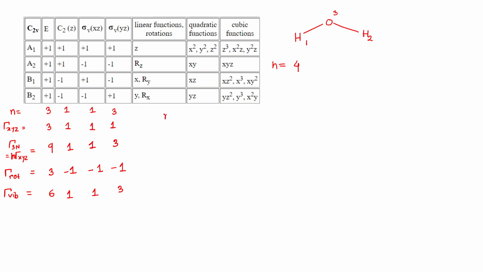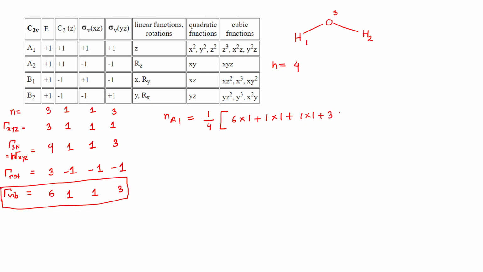So how many A1 are there? 1 by 4. Now this is reducible, we need to decompose it. 1 by 4, 6 into 1 plus 1 into 1 plus 1 into 1 plus 3 into 1. 6 plus 1 plus 1 plus 3.